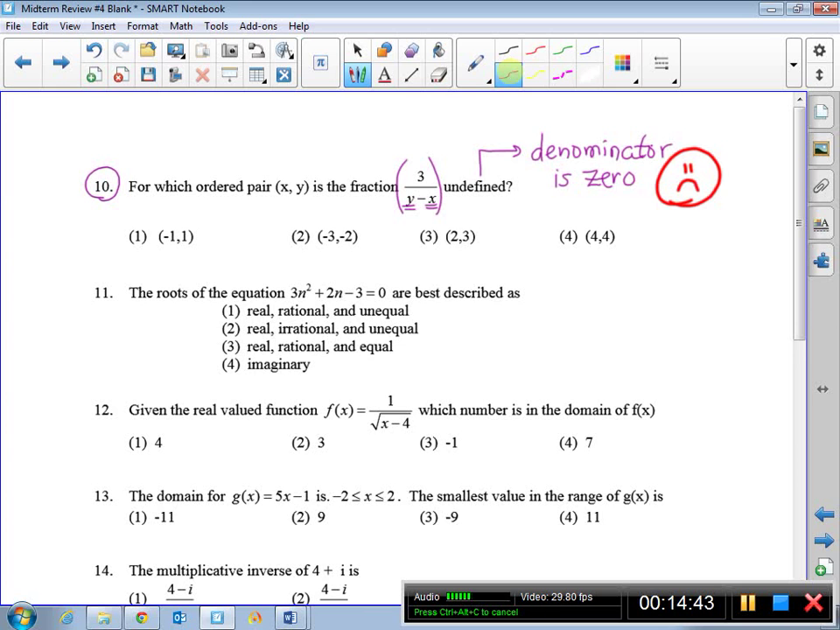So basically, y take away x, I would need them to be the same number. 1 minus negative 1 wouldn't be 0. Negative 2 minus negative 3 wouldn't be 0. 3 minus 2 wouldn't be 0. And here we go, 4 minus 4, that would be 0. So here's our answer.